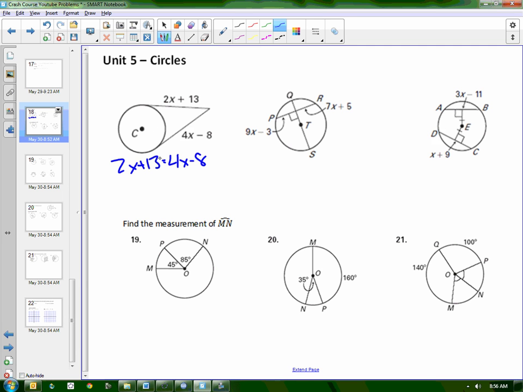So let's see, 2x plus 13 equals 4x plus 8. I get 2x on one side, add 8, you get 21, divide both sides by 2, and you got x equals 10.5 for the first one.